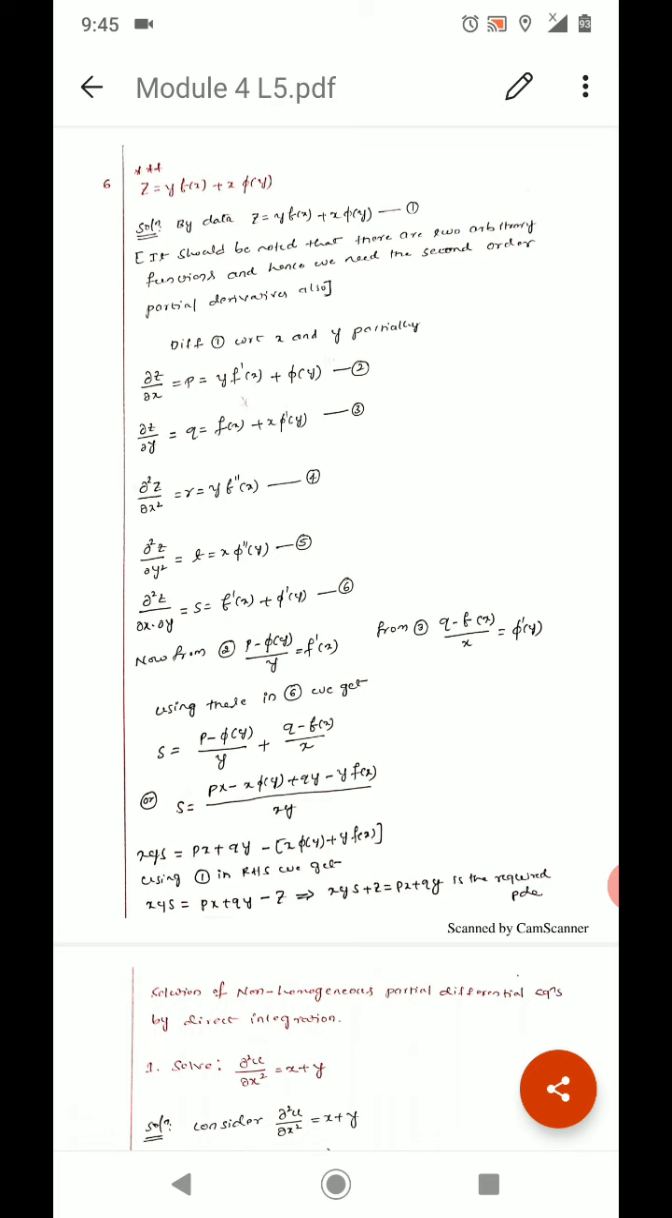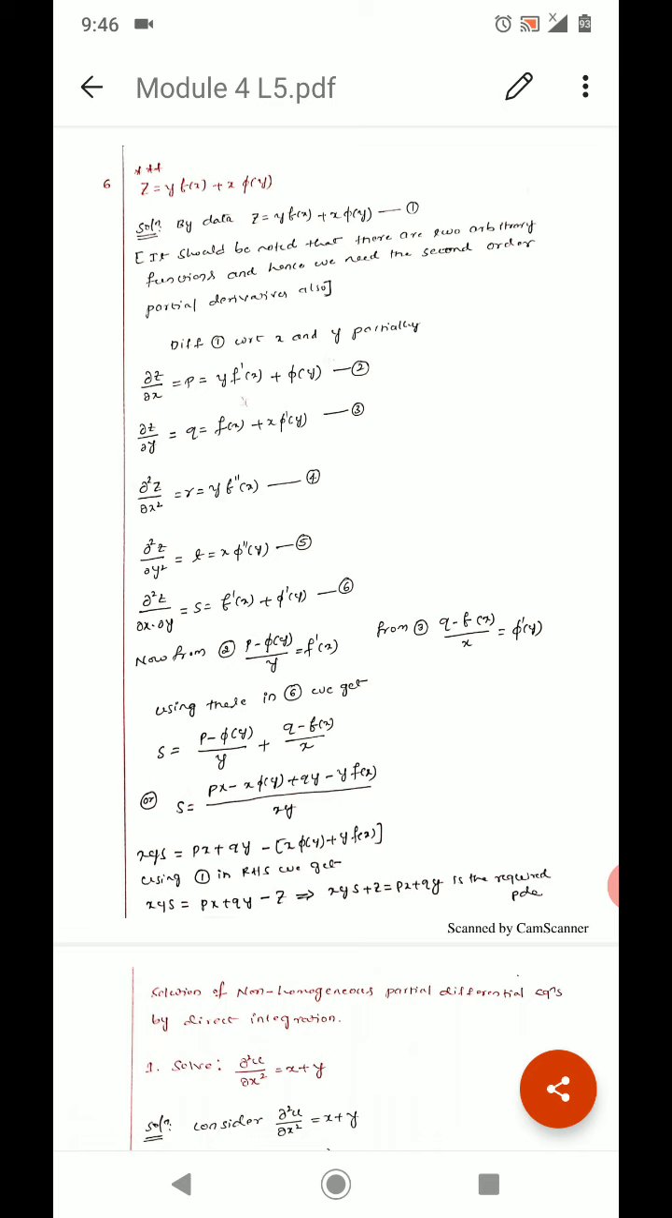So first with x, that means z with respect to x, which becomes del z by del x, which can be taken as p, which is equal to, so here we are going to treat y as constant. So keep y as it is, and the differentiation of f of x is f dash of x, plus, here x becomes 1, so pi of y is constant, so that will remain the same. Therefore, p is equal to y into f dash of x plus pi of y.